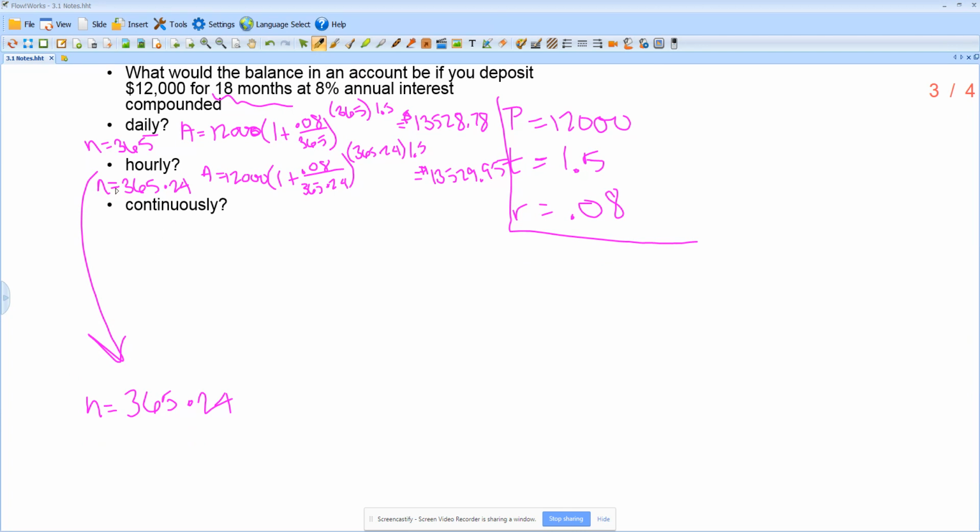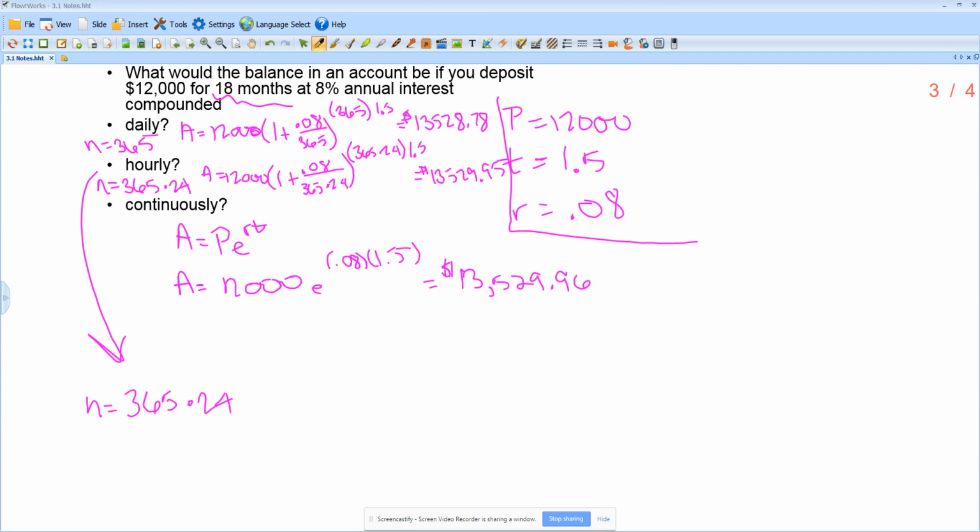If I talk about continuously, so that's the formula A equals P E to the R times T. So we would have 12,000 times E. Remember that E is not a variable, it's a number, so we're not substituting anything in there. To the 0.08 times 1.5. What this would give me is 13,529 and 96 cents. So going from hourly to continuously over the entire year, that only gets me an extra cent.